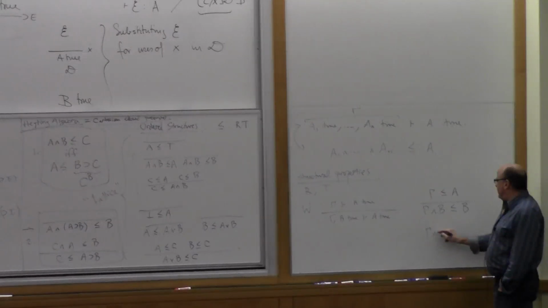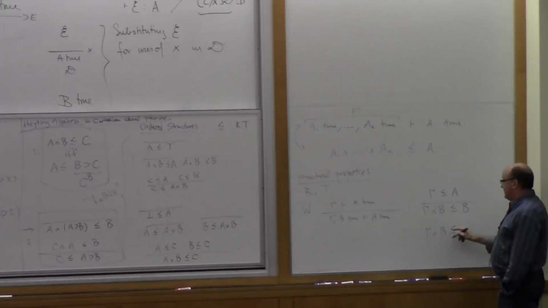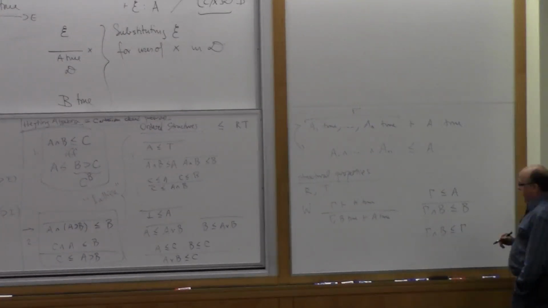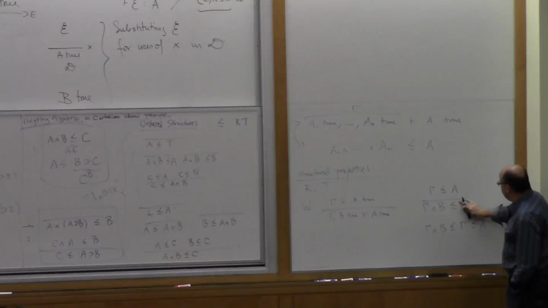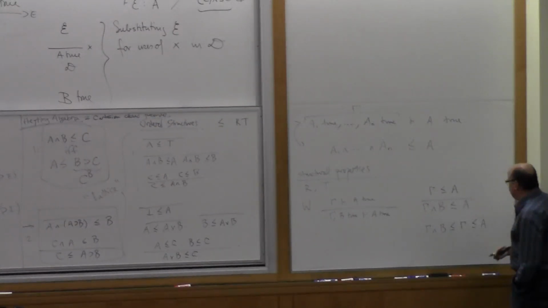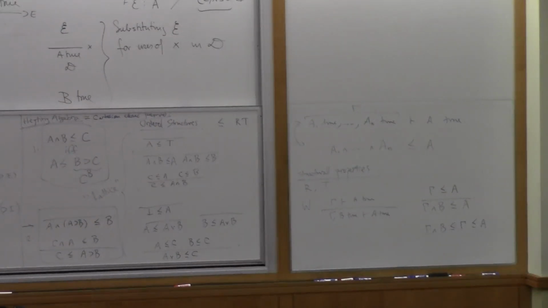So gamma and B is a meet. So it's less than or equal to gamma in particular. And that, by assumption, is less than or equal to A. So what the hell, oh. The reason I got confused is because I wrote the wrong letter. I'm thinking, how am I going to do this?